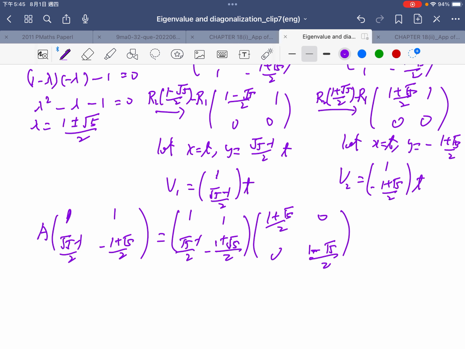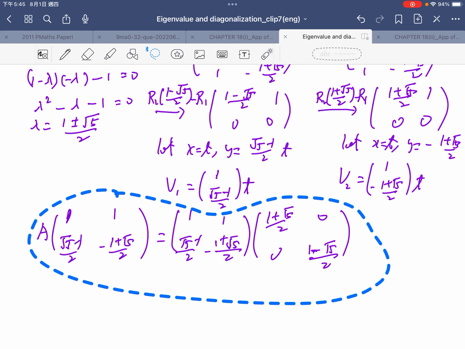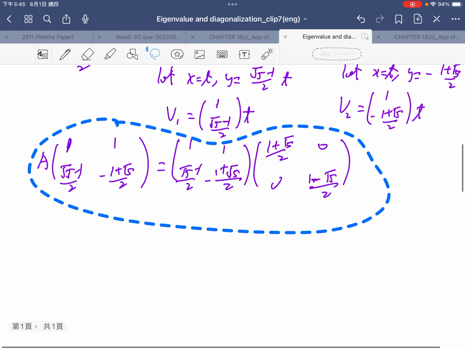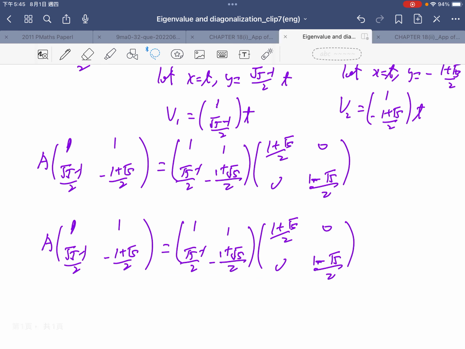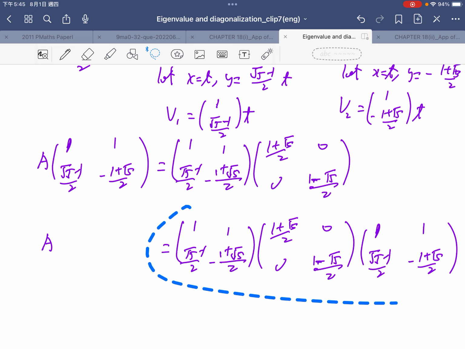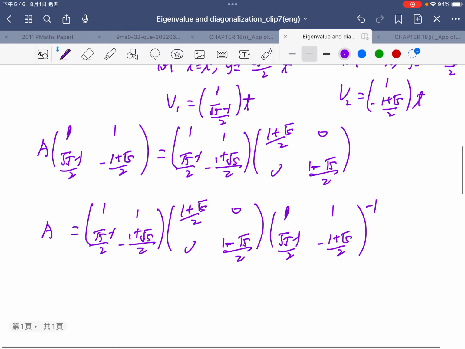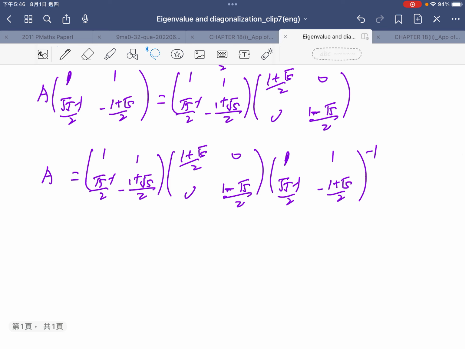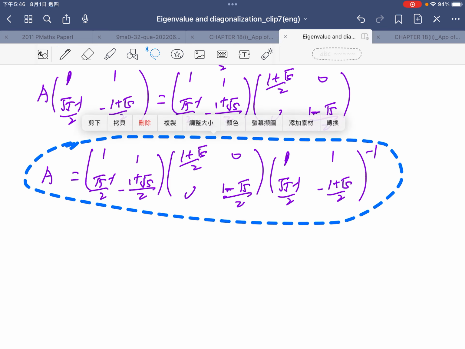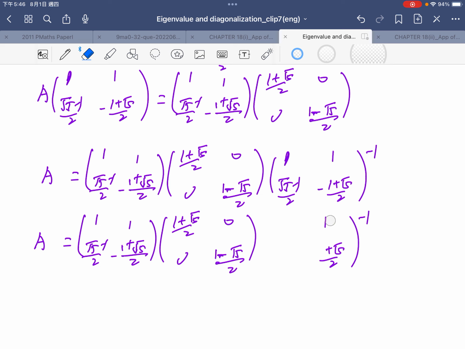And now I multiply this. Okay, I want to copy this one and move this matrix to the right hand side. This is minus and inverse. And the inverse of this matrix equals, I just copy the solution here.